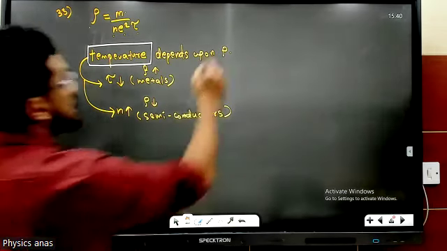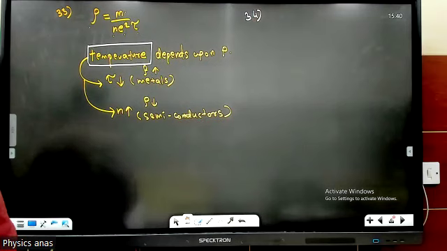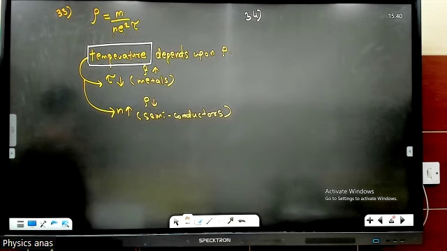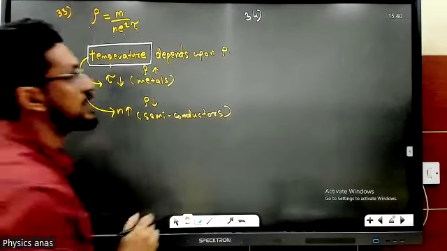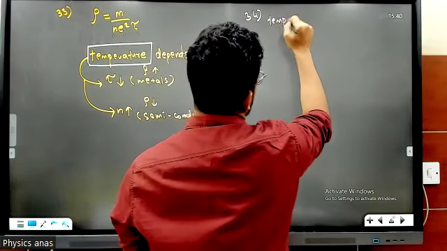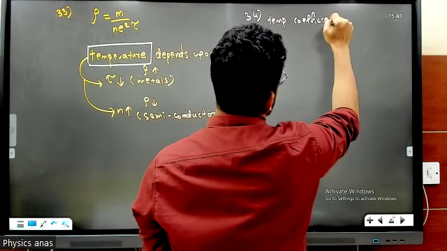Okay. Now look at question number 34. It is another MCQ. Which of the following has negative temperature coefficient of resistivity? What is temperature coefficient of resistivity?